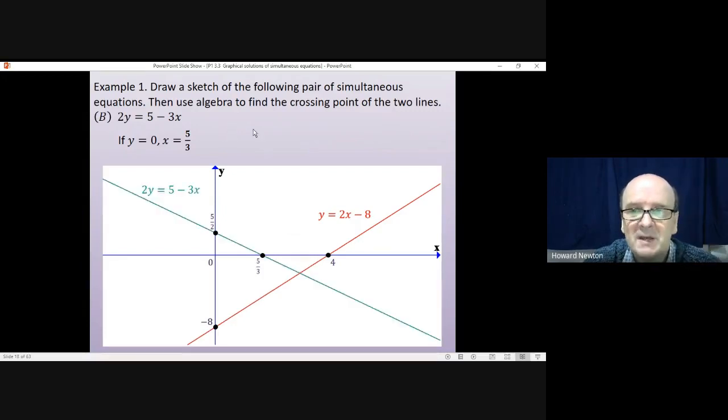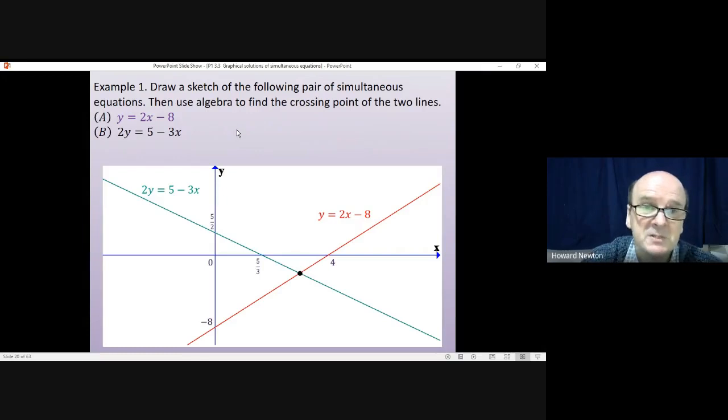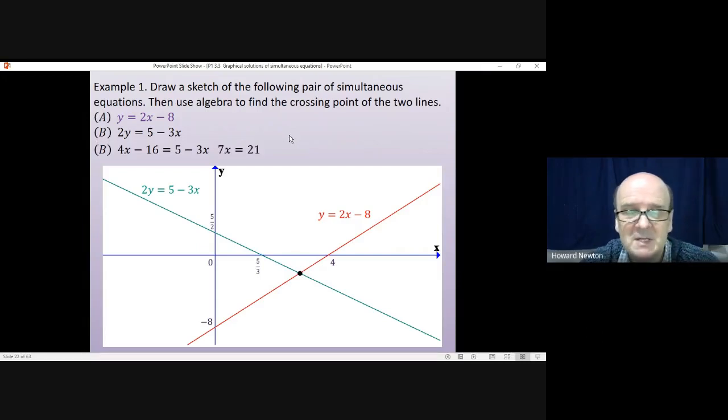Now, what we're asked to find is the crossing point of these two lines, which is this point here. Doing that algebraically means solving the two equations simultaneously. Various ways you could do that, but what I'll choose to do is substitute the value of y from the first equation into the second one. So I'll get 2 times 2x minus 8 is equal to 5 minus 3x. Multiplying out the brackets will give me that. Tidying that up will give me 7x is 21, which means x is equal to 3.